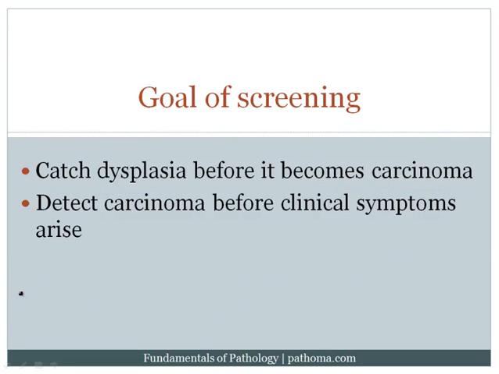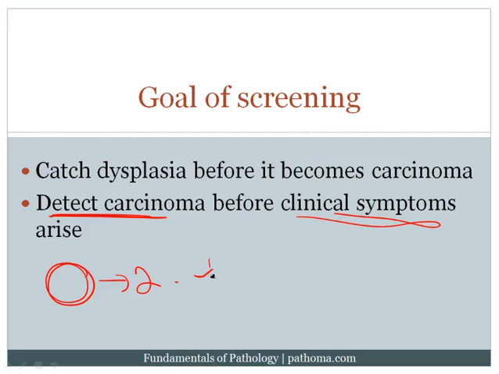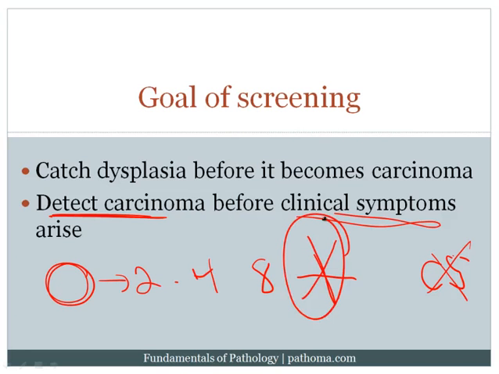Another goal of screening, a separate goal of screening, is to detect carcinoma before clinical symptoms arise. So if this is the cancer, and it's 1 cell, and it's going to divide into 2, and then 4, and then 8, and eventually produce clinical symptoms, what we'd like to do in screening is rather than catching the tumor after it produces clinical symptoms, we might want to catch the tumor earlier before it produces clinical symptoms, and that would be a goal of screening.